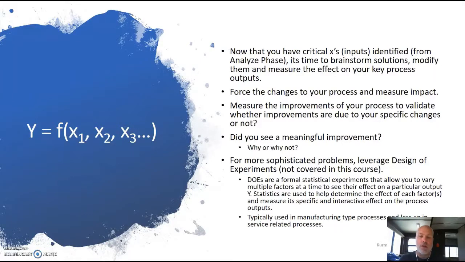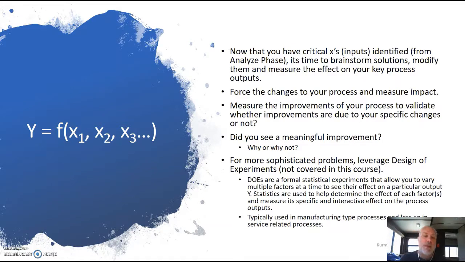You brainstorm what you want to do to fix these root causes. You implement those changes and measure the impact. And the reason we measure the impact is because we want to see which ones have greater impact versus others. Some will have no impact at all. And that's also good to know. So it's one less thing that impacts your problem that you don't need to focus on.